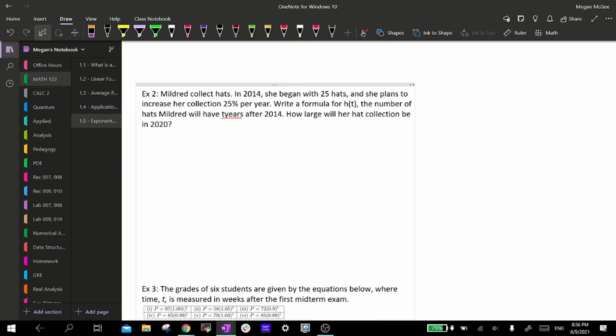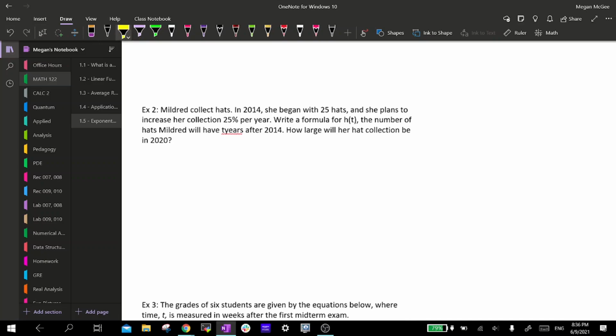Okay, so let's highlight some important things here. She began with 25 hats. Well, that would be our initial population of hats, or we could say initial amount of hats. That's going to be our P naught, which is 25. She begins with 25 hats.